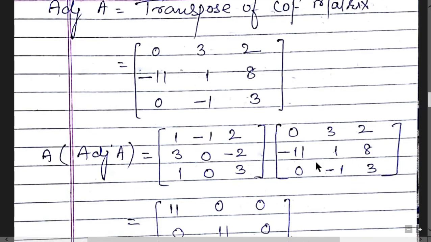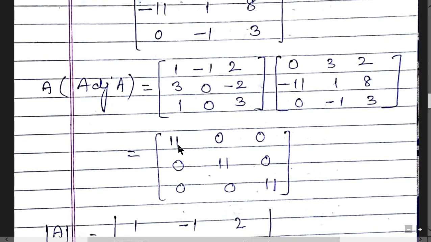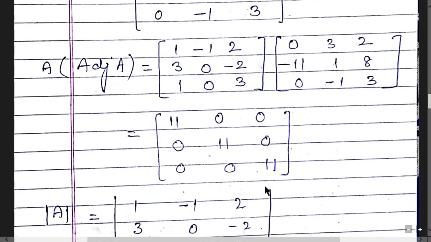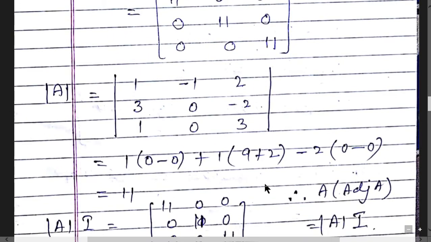After multiplication, you obtain 11 0 0, 0 11 0 and 0 0 11. By taking 11 common, this one, A mod, is equal to 11. By taking 11 common, you can clearly write it equal to A determinant into I.